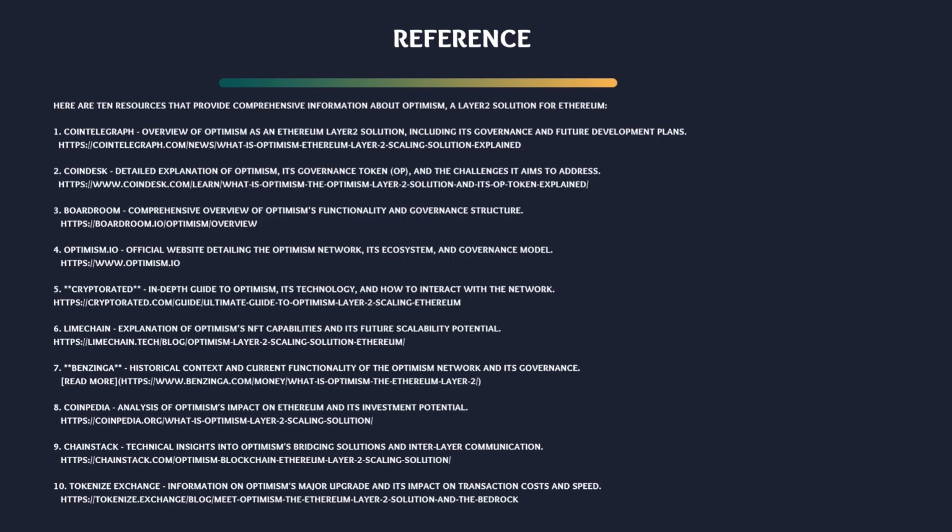I've gathered 10 comprehensive resources that delve into the technical and functional aspects of Optimism, a Layer 2 solution for Ethereum. Cointelegraph and CoinDesk provide overviews of Optimism's architecture and governance models. The official Optimism website and Boardroom offer detailed insights into its ecosystem and community-led governance.